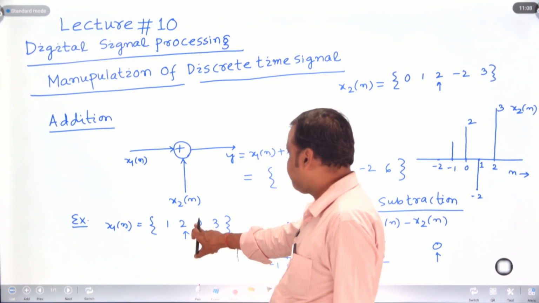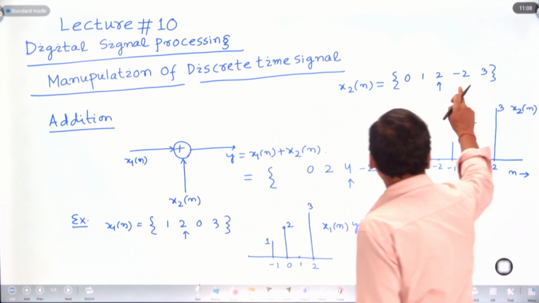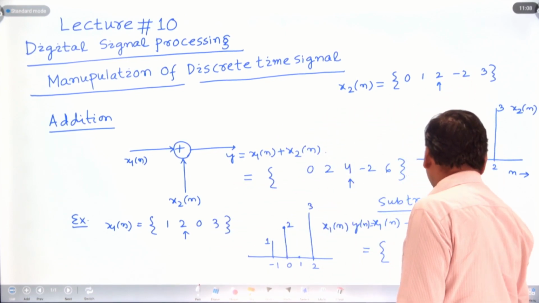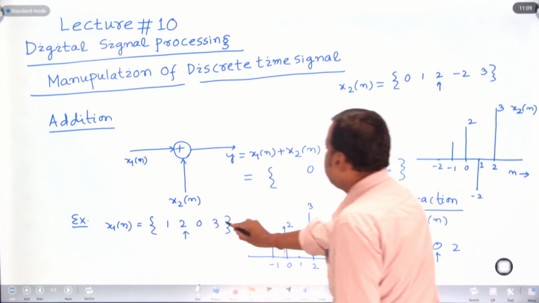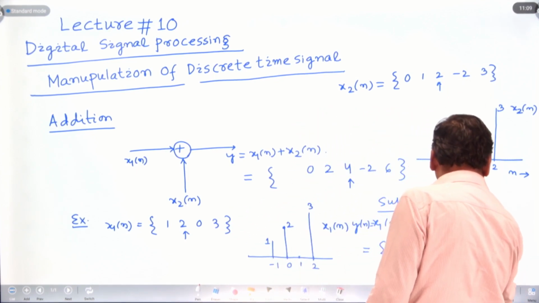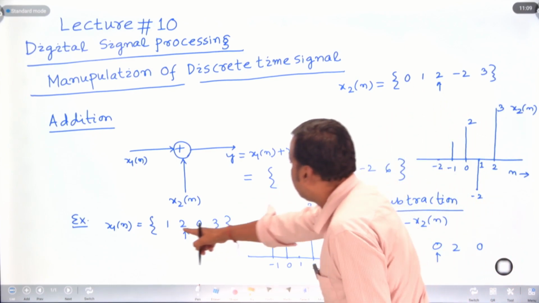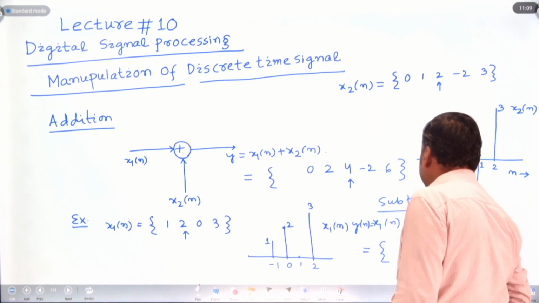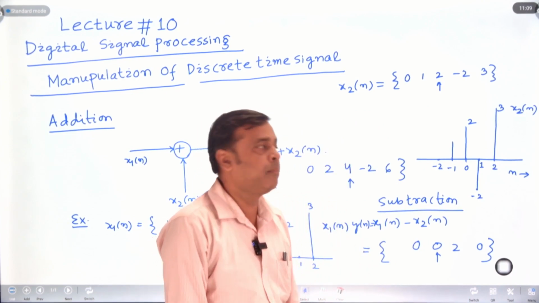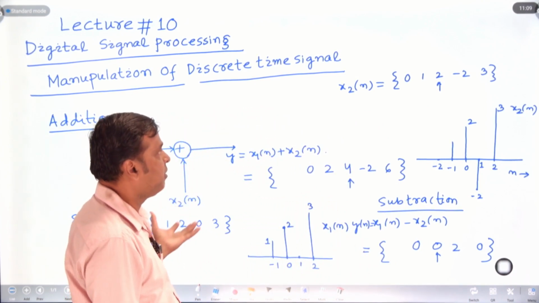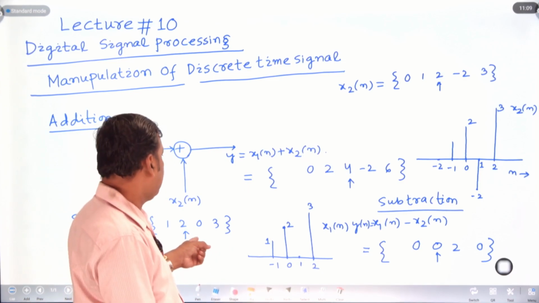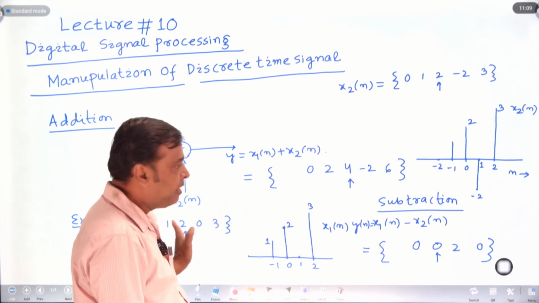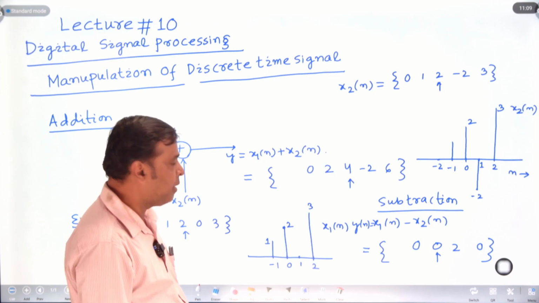For n equal to 1, the values are 0 and minus 2, so 0 minus of minus 2 is plus 2. Similarly, this is 3 and this is 3, 3 minus 3 is 0. For n equal to minus 1, 1 minus 1 is 0. This is nothing but y of n equal to x1 of n minus x2 of n. Either addition or subtraction can be carried out. You have to look at n equal to 0, 1, 2, 3 for the different signals x1 of n, x2 of n, x3 of n. In this way, the addition and subtraction operations can be carried out.